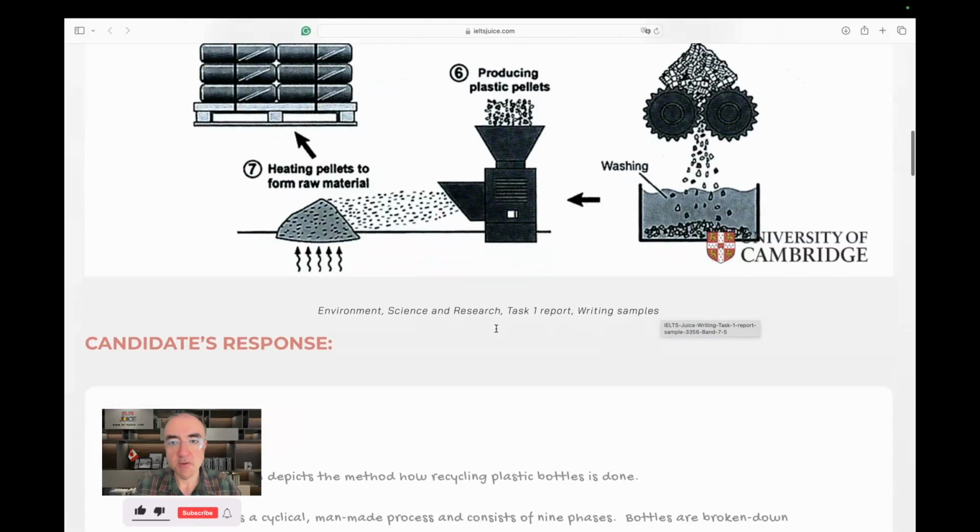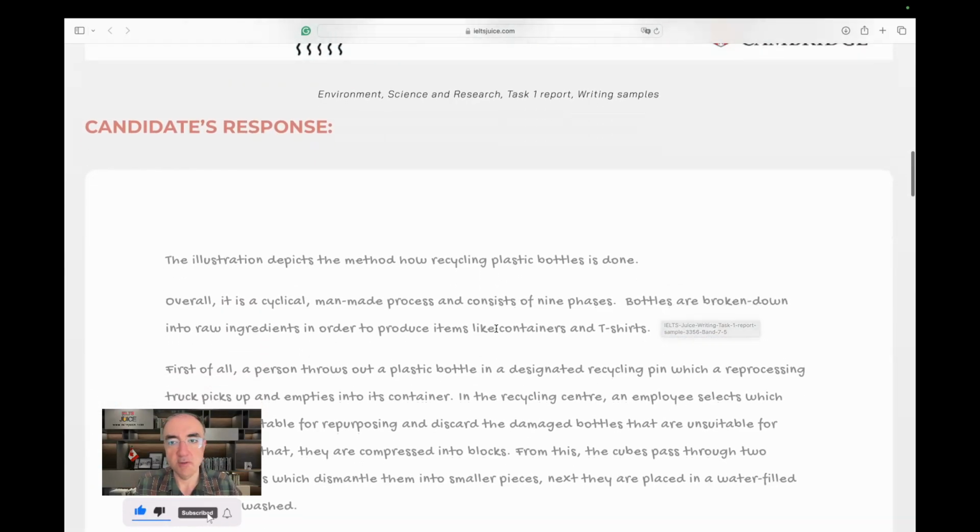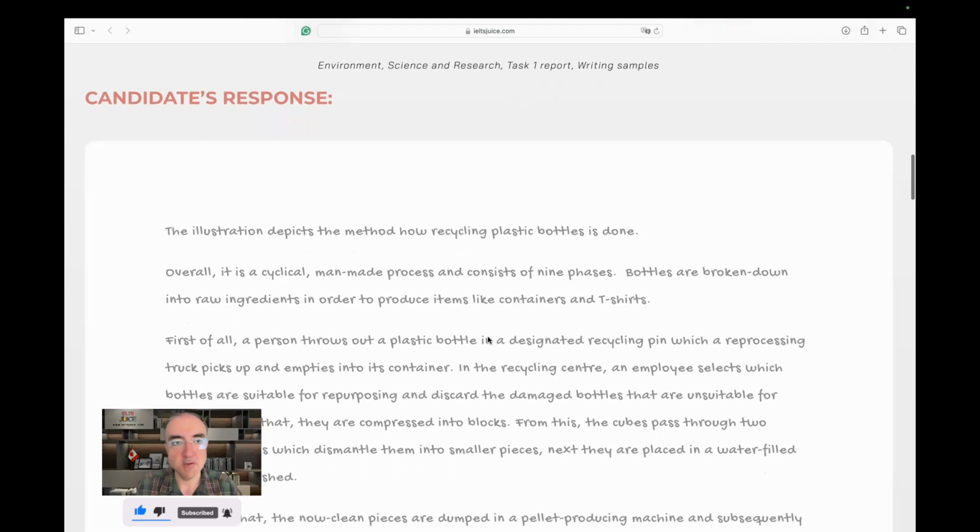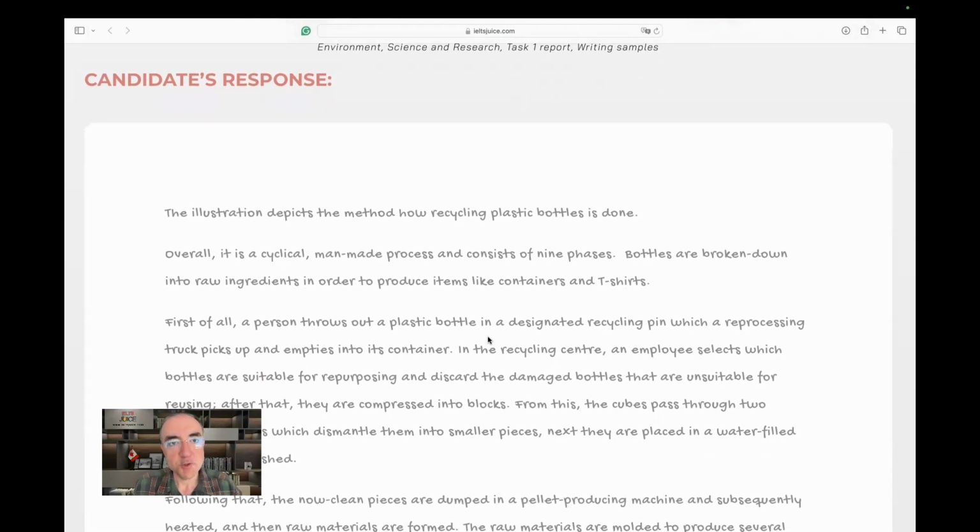Let's focus on the answer. That's enough me explaining and analyzing things. The illustration depicts the method how recycling plastic bottle is done. Okay. Depict is a very good word. I like it. We are using the word illustration. It's, again, very good. It's a good word to use in this particular context. And how recycling plastic bottles is done. So this is nice. It's only one sentence.